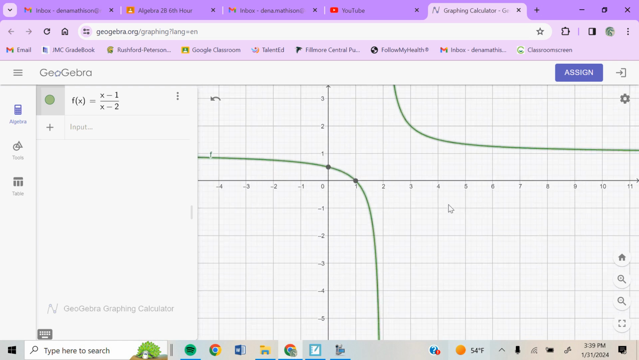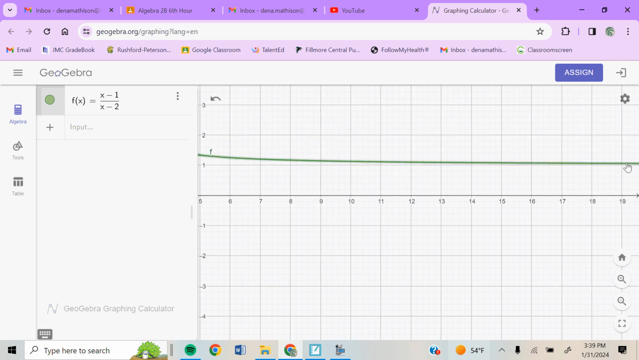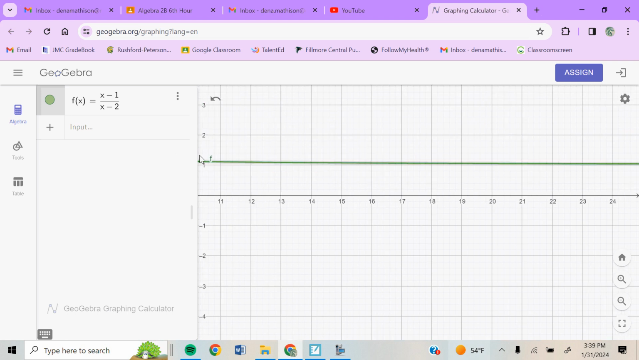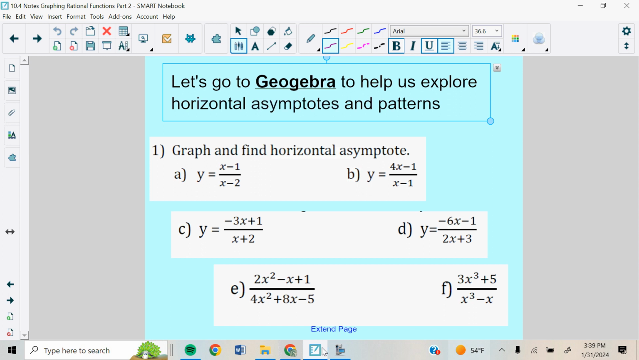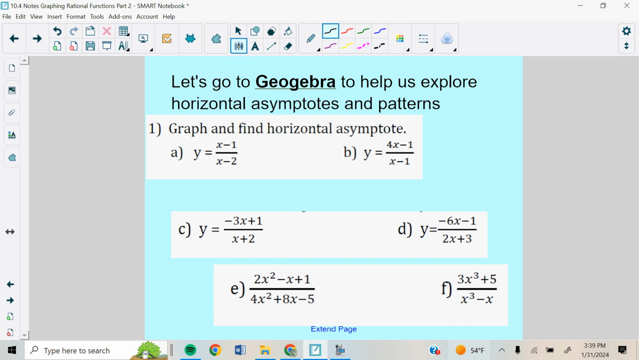So I'm just scrolling in, and then see now my 1 has appeared. And I'm approaching 1. Great thing is that these values here aren't going to disappear. So my horizontal asymptote here is going to be 1. So I'm going to write that, y equals 1.